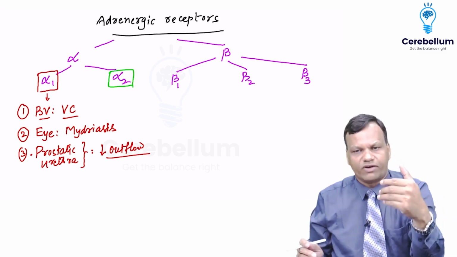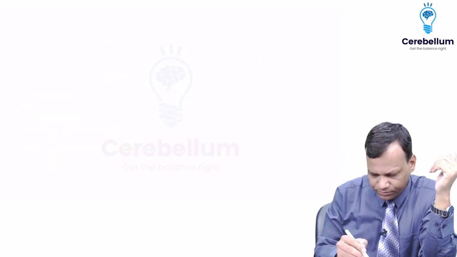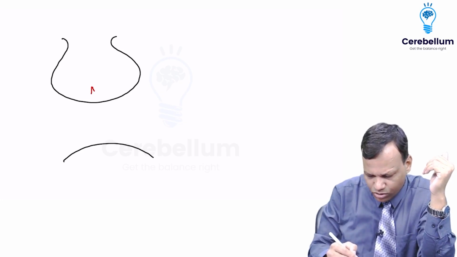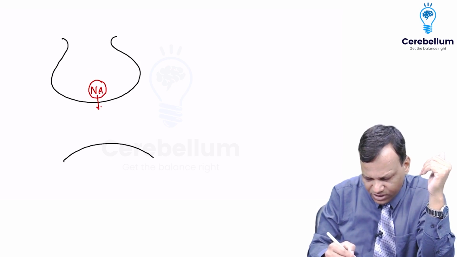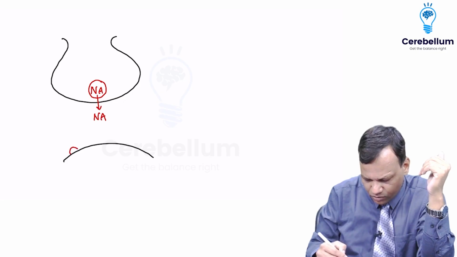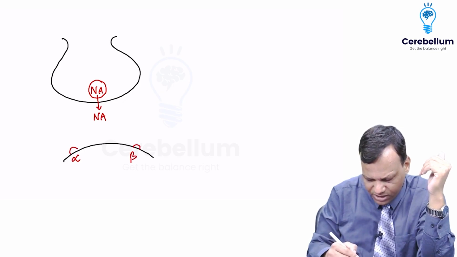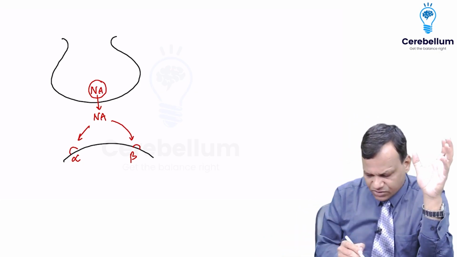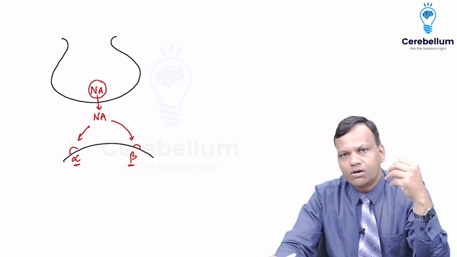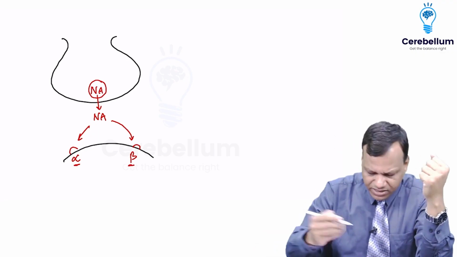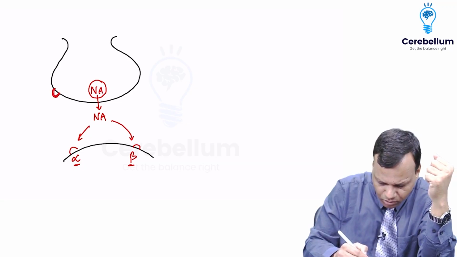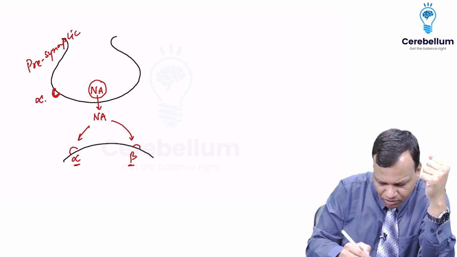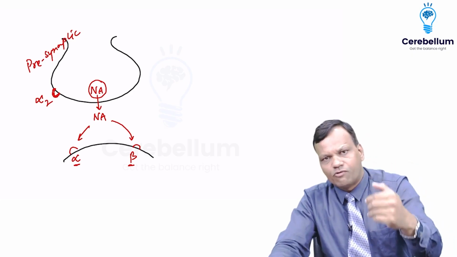Now before going to alpha 2, we'll try to understand one basic thing. This is the first neuron. This is the second neuron. We know the first neuron stores noradrenaline. Whenever a nerve impulse comes, it is released. Then it works. And we know these receptors may be alpha or beta, as we discussed just now. Normally, whenever we talk about receptors, we are talking about these receptors, which are called post-synaptic receptors. But some receptors are present here also. These are called pre-synaptic receptors. And alpha 2 is an example of a pre-synaptic receptor. Alpha 2 is present before the synapse.